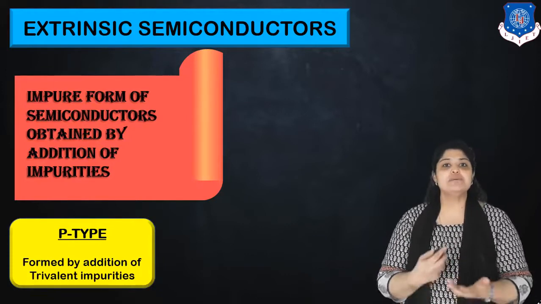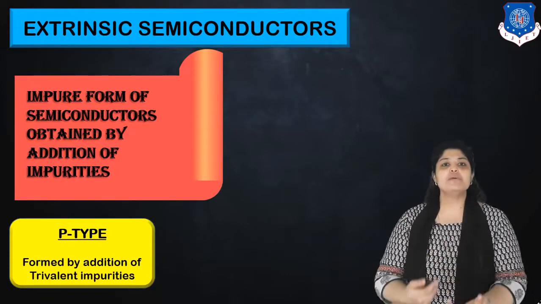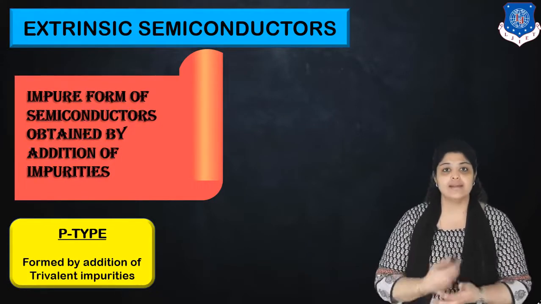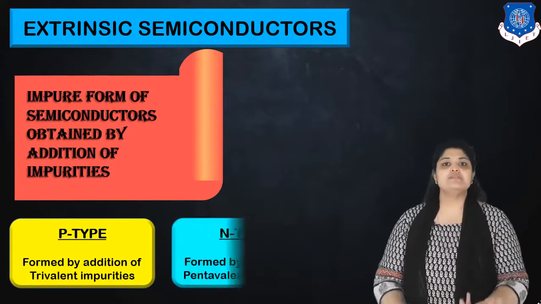Let me give you some examples of trivalent impurities. Very common impurities which are trivalent are boron, aluminium, gallium. Let's see the second type of semiconductors.